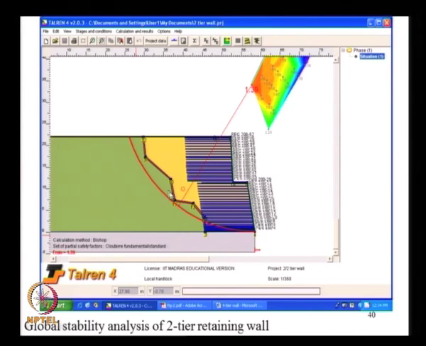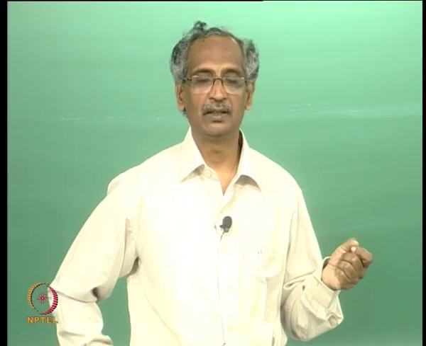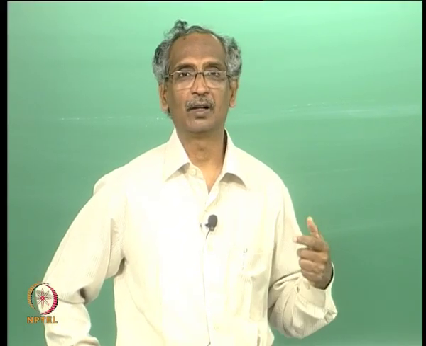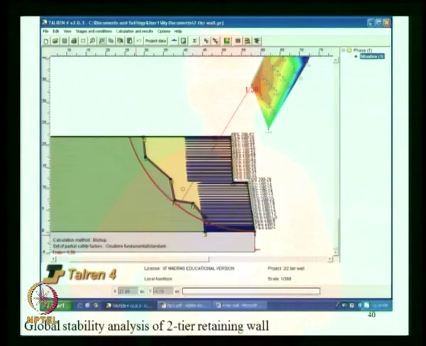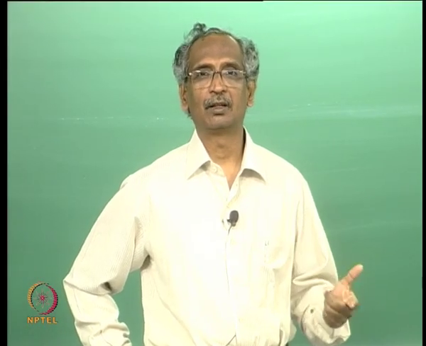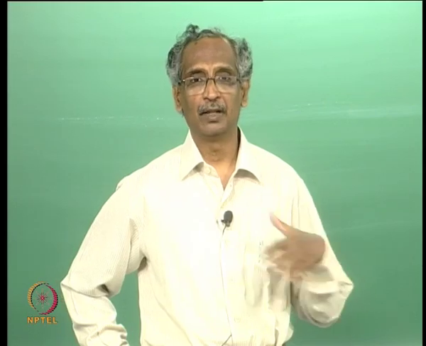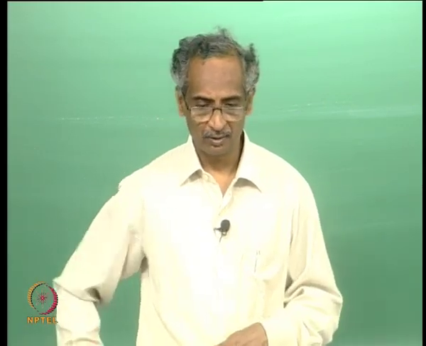And this is the same analysis done with some other software. The analysis were done with 2 different softwares. The previous one was done using a program called RISA that is recommended by Federal Highway Administration, and this analysis is done using Talren. This is also a very popular slope stability analysis software that can incorporate the different construction methods like the soil, reinforcement layers, and then the facing elements and so on.